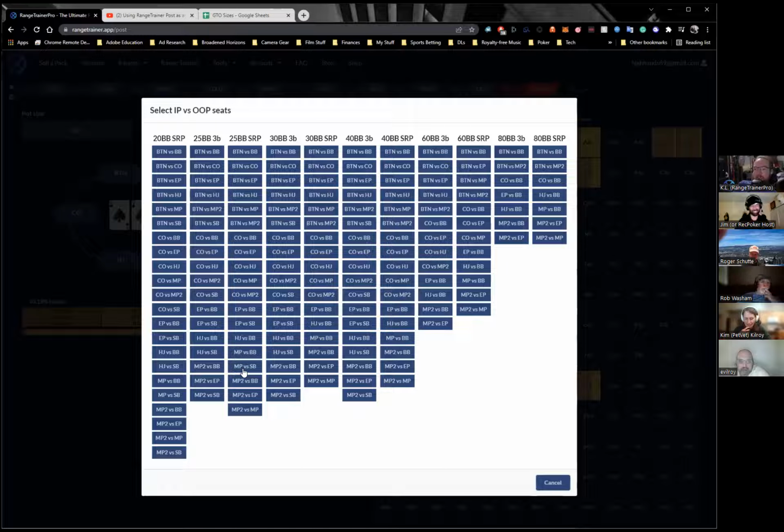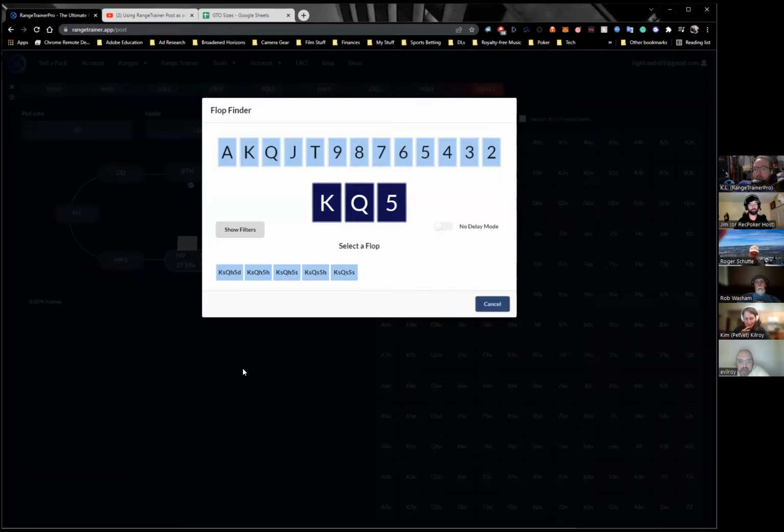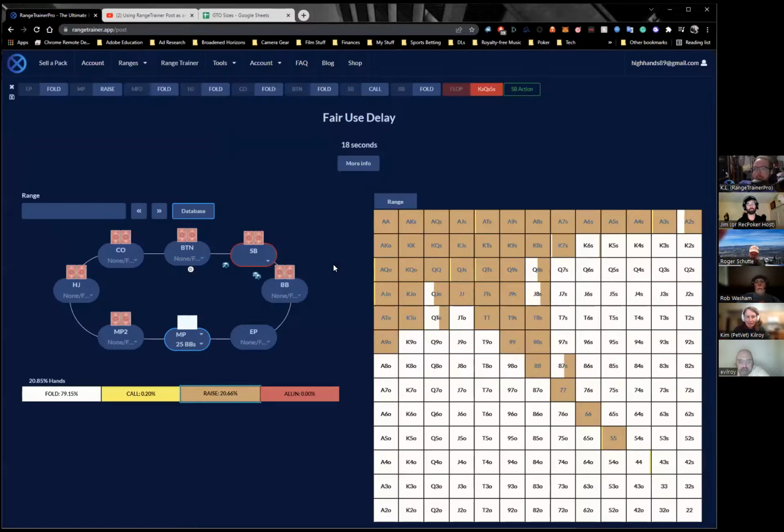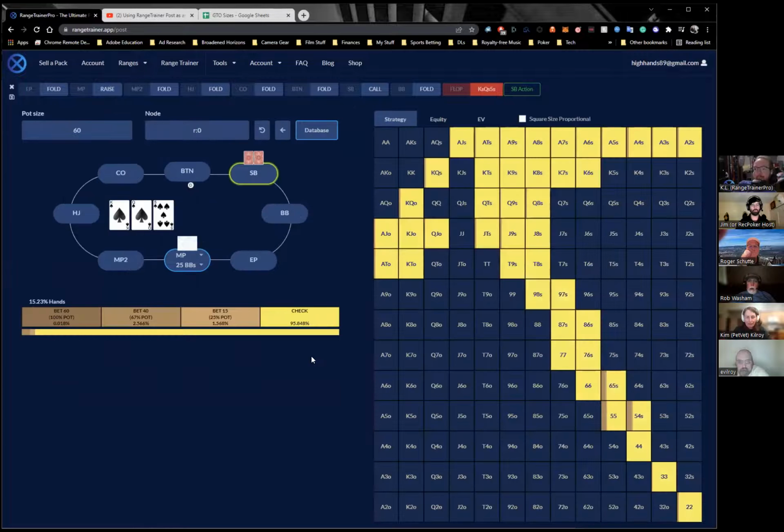So we're going to do no position versus small blind just for this situation. It's a non-tone flop, and we'll let the delay go. We can see this is the small blind peeling range. It's not very much. You can see it's really only three betting. It's three betting quite a bit, but it does peel some.